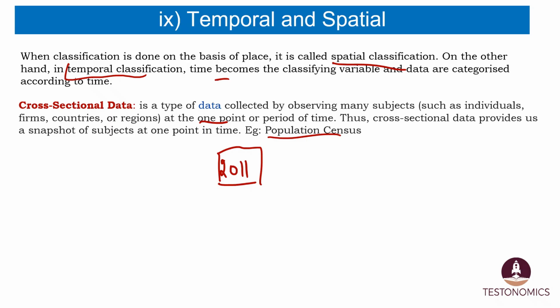So in this particular year, 2011, we went to, let's say, all the people in our country, and we asked, what is your name, what is your father's name, what is your occupation, how much you earn, all those things we collected data on. So in a particular year, we collected data on many subjects such as individuals, or in some other situation can be firms also, in some other situation can be countries or regions also. But in this case, we're talking about individuals. So we collected the data under population census about different aspects, many subjects, but in 1 year. This is what is a cross-sectional data.